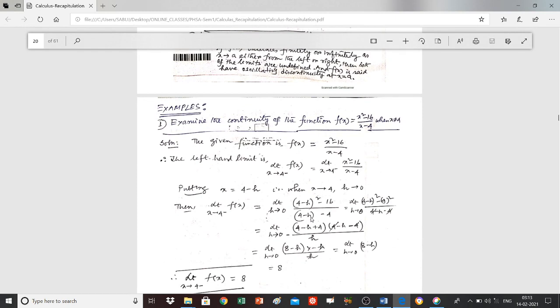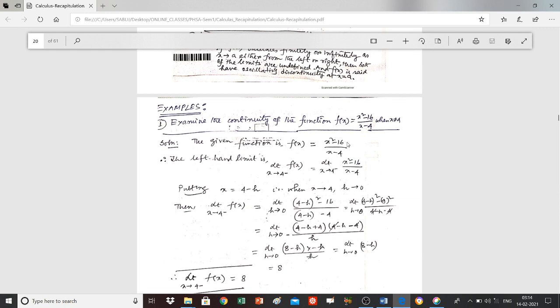Number one: examine the continuity of the function f(x) equal to (x square minus 16) by (x minus 4) when x is not equal to 4. That means x may be higher than 4 or may be less than 4, that is x tends to 4. In the first case x is less than 4 but close to 4, or x is greater than 4 but close to 4. So the limit may be treated as x tends to 4. Okay, so the given function is there.